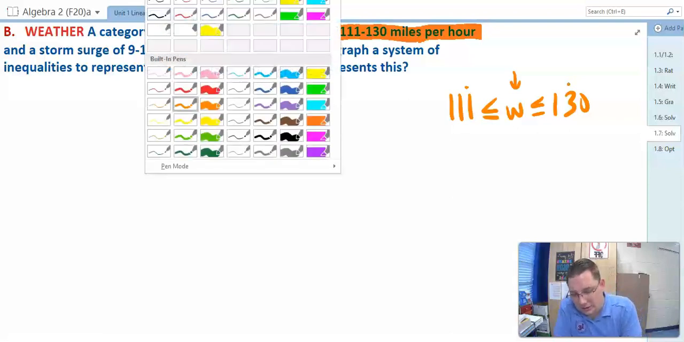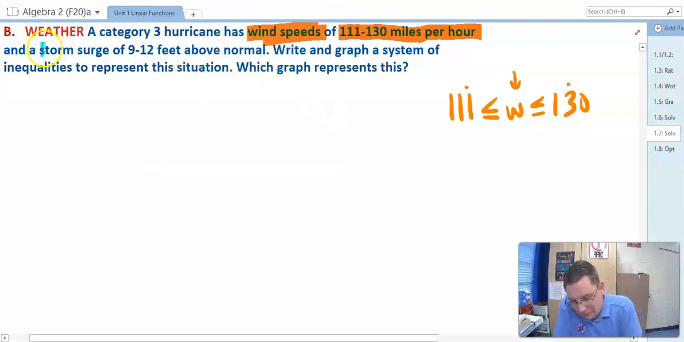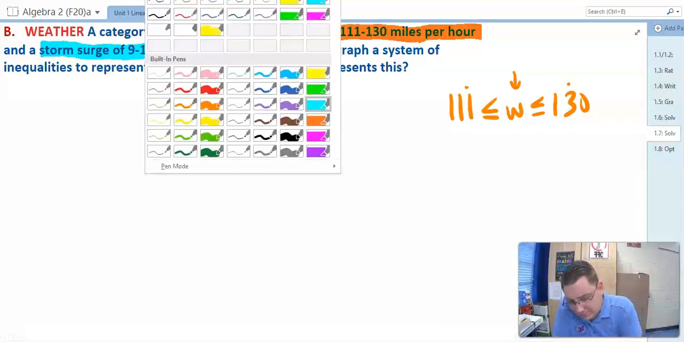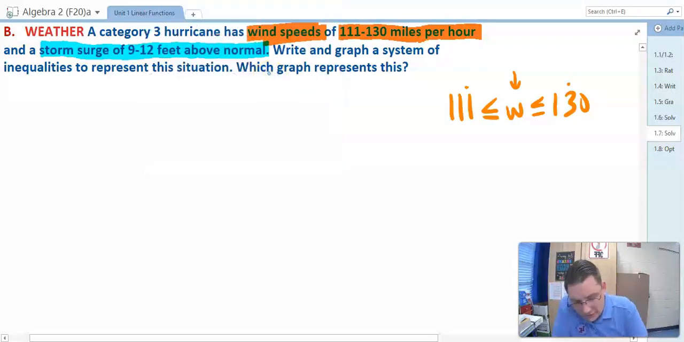So now we go with the second one. Now I will tell you that this problem's a little dated because storm surge is actually not done in terms of category anymore, but the average is between 9 and 12 feet for a Cat 3 hurricane. Again, some storms can do a little bit different. But that's neither here nor there. That's for your science class another day.